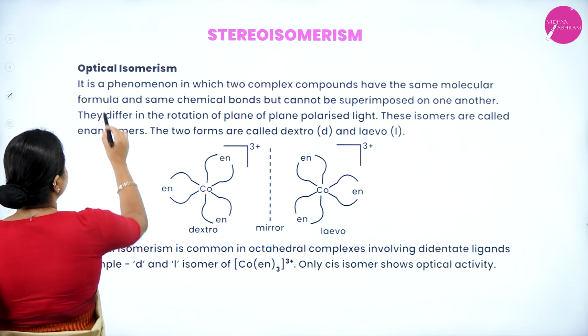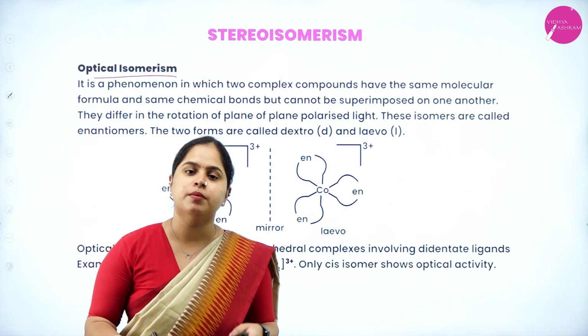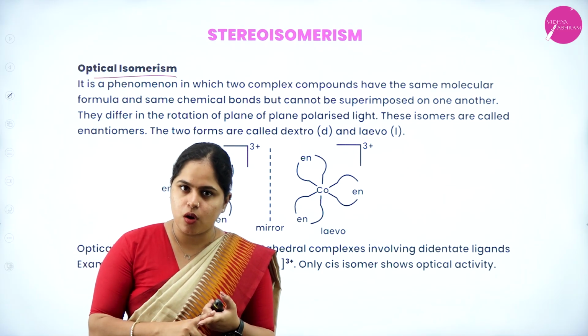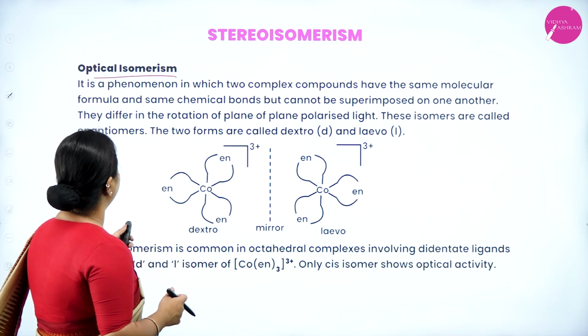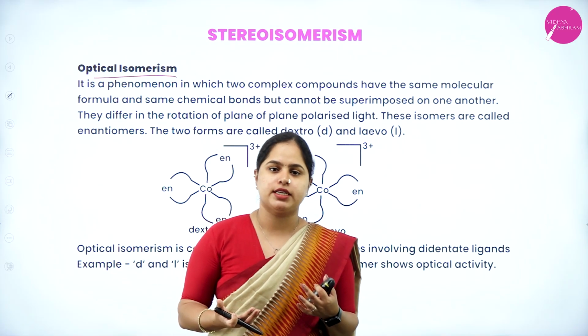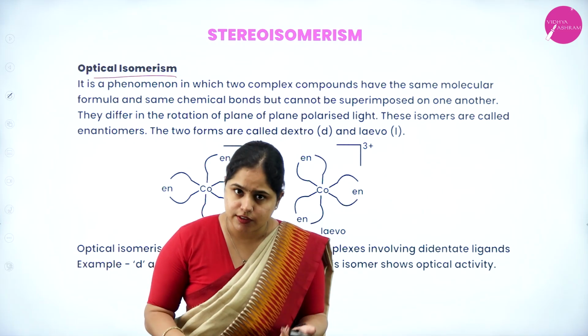Now moving on to the next one, that is optical isomerism, which comes under stereoisomerism itself, right? So the first one is geometrical isomerism. We have studied it in square planar complex, right, as well as octahedral complex, right? So the next isomerism is optical isomerism. So first of all, before moving on to optical isomerism, what is optical activity? Or what are optically active compounds?